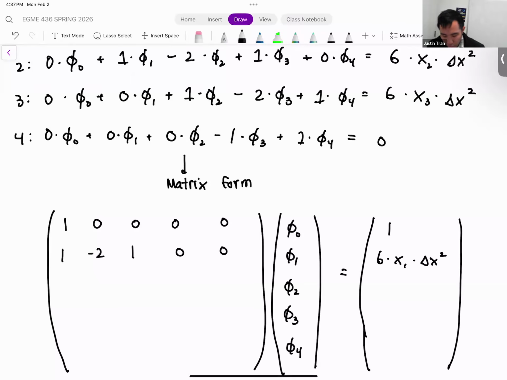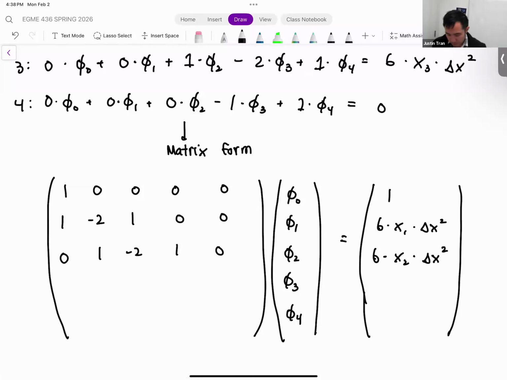The third row in the matrix is our equation associated with node number 2. That's going to be 0, 1, minus 2, 1, 0, and the right-hand side is 6 times x2 times delta x squared. Then the fourth row is our equation associated with node 3: 0, 0, 1, minus 2, 1. The right-hand side is 6 times x3 times delta x squared.